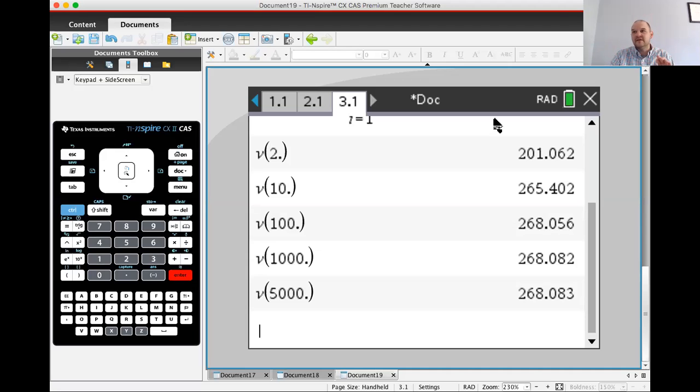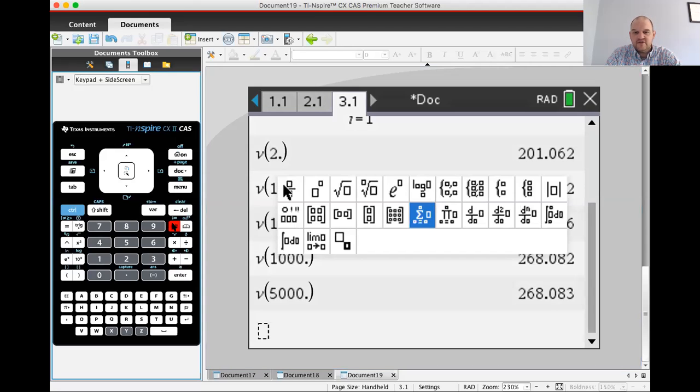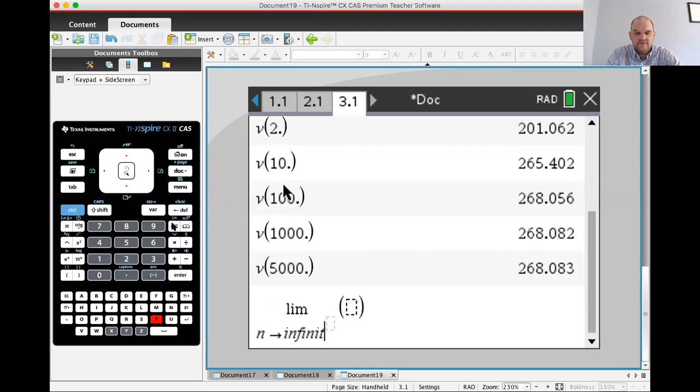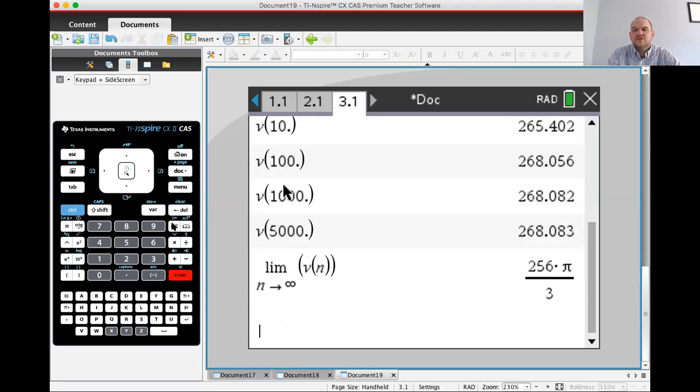So the next thing that I want to do is find the exact value according to the note. So I'm going to do that while I'm here. The exact value should be the limit of this thing. Limit as n approaches infinity. You should use the pi key, just like hit it a couple times, you get infinity. V of n, we already have stored. Enter, 256 pi over 3. All right, I'm going to go back to the notes, and I will write that in.